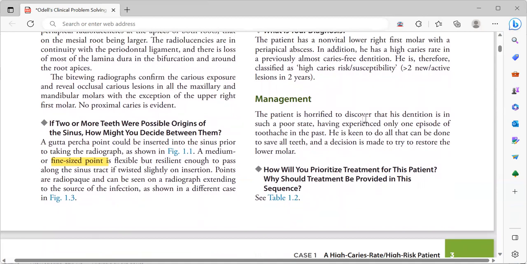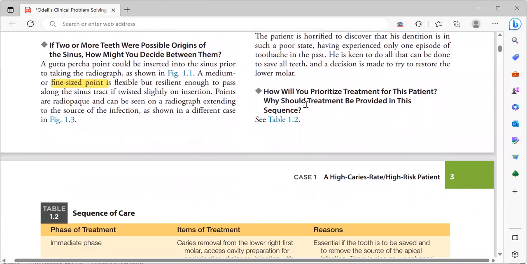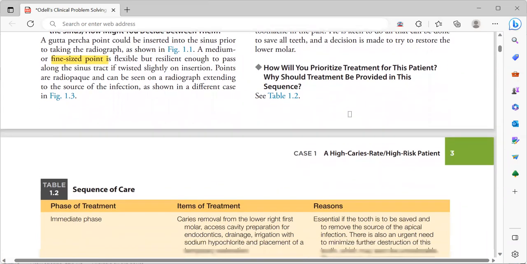The patient is horrified to discover that he has so many holes in his teeth, because he didn't know. After the X-ray we came to know and he was horrified. This is just a normal response, right? He is keen to do all that can be done to save all teeth, and a decision is made to try to restore the lower molar. How will you prioritize treatment for this patient? What should you do for this patient at this stage? Would you just fill all the other teeth, or what should be your treatment plan?